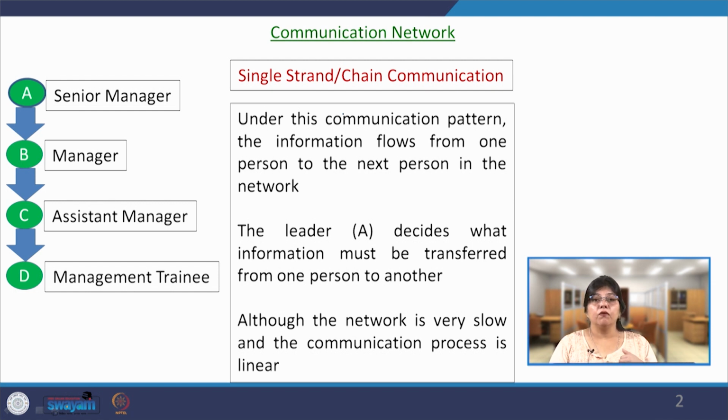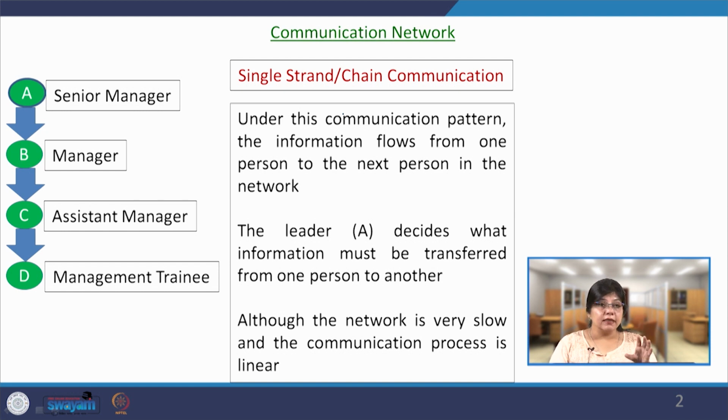It will never flow, for example, from the senior manager A directly to the assistant manager C. It will always flow through a channel of communication, that is from A, B, C and D. So, the leader, that is A, who is the senior manager, decides what information must be transferred from one person to another. Therefore, the control is with the topmost authority or the leader, that is A.